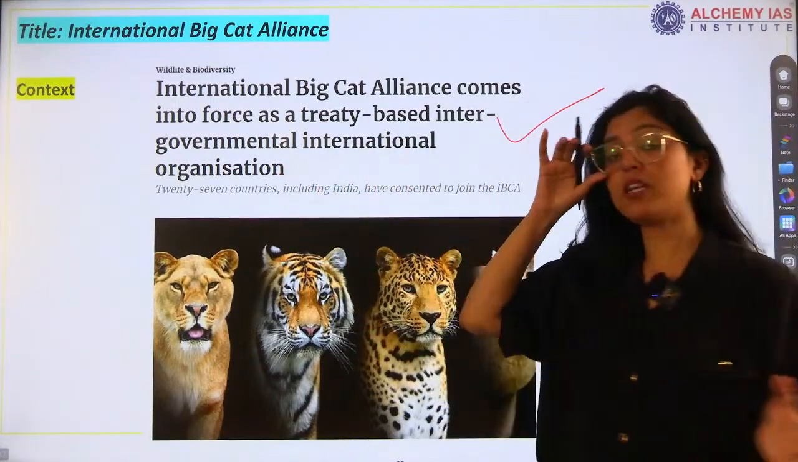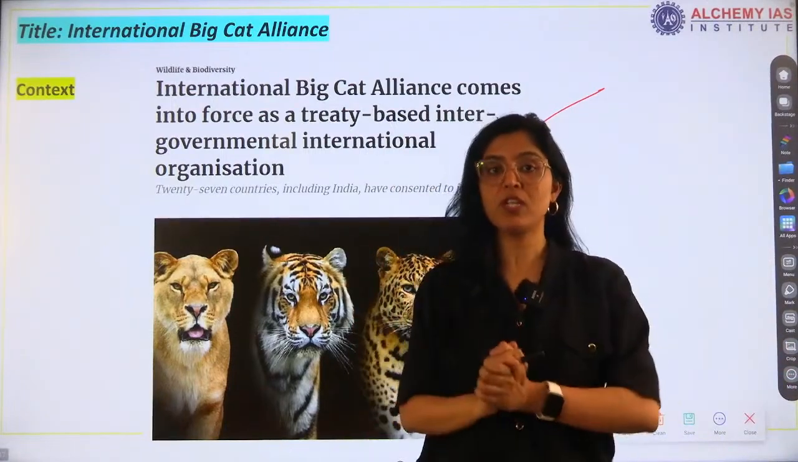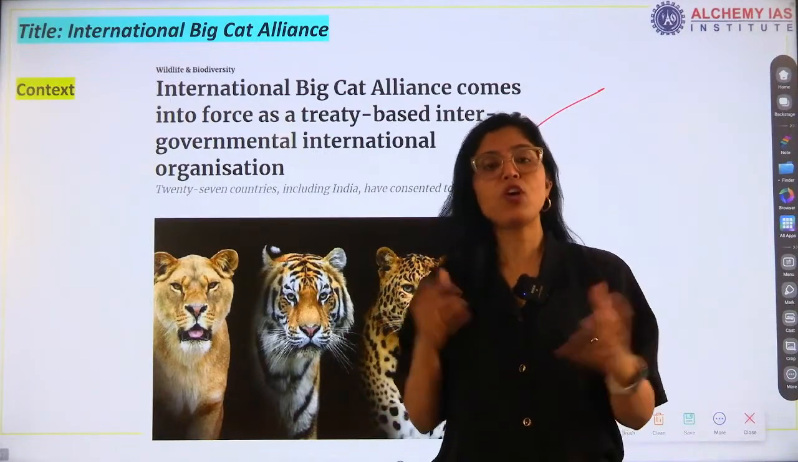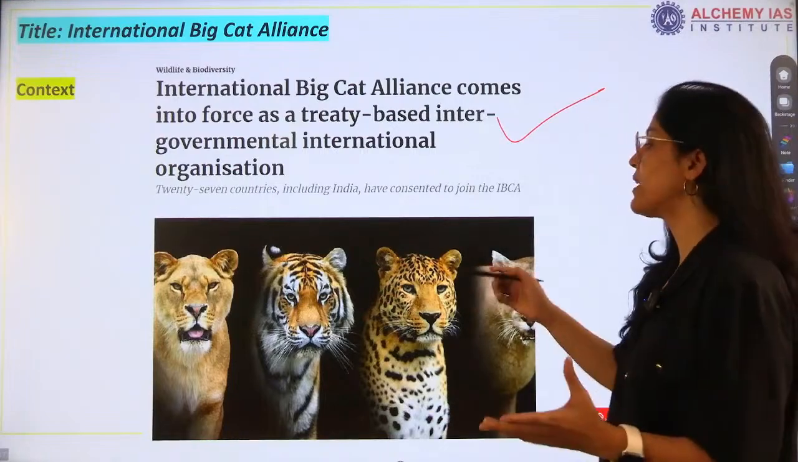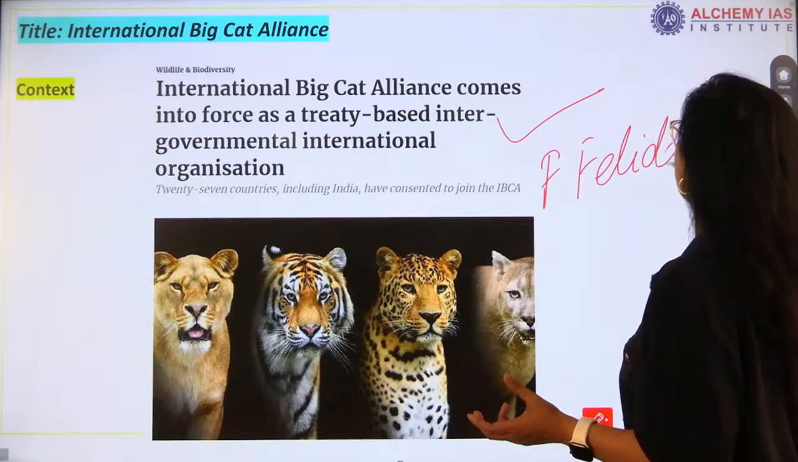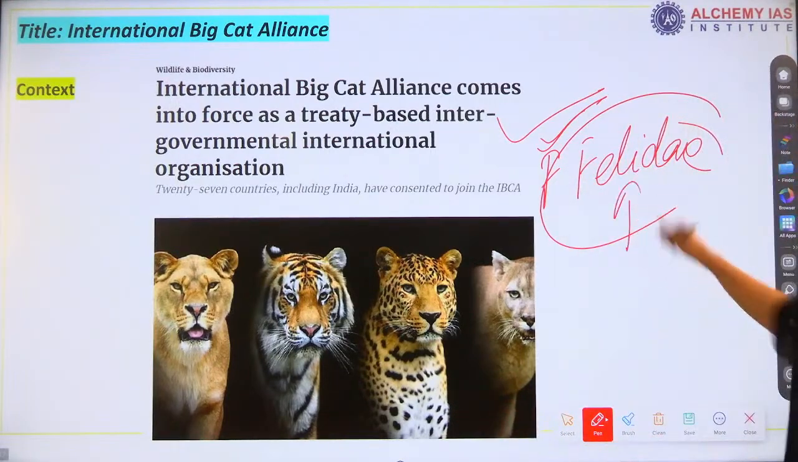If it is coming up, talking about the International Big Cat Alliance, then you should read everything about it. What is a big cat? What is the definition of big cats? What animals come under big cats? The family of Felidae. We call all the big animals related to the family of Felidae big cats.